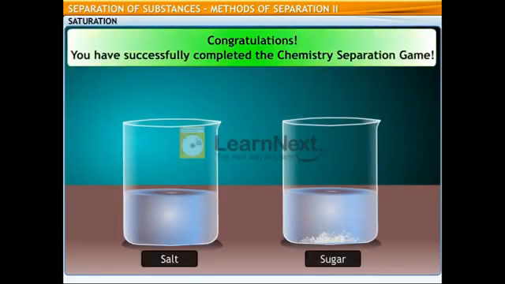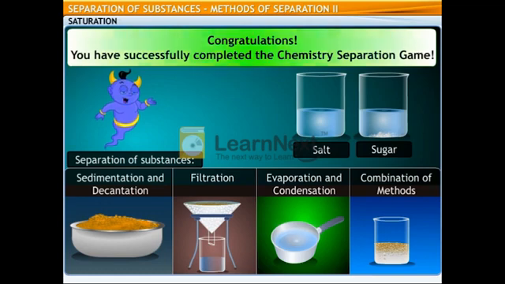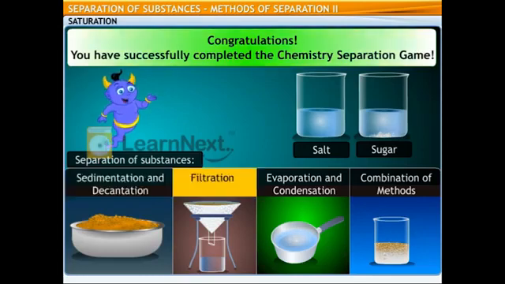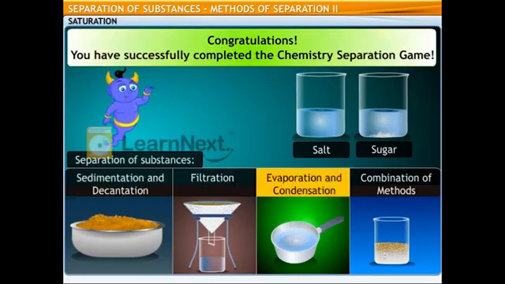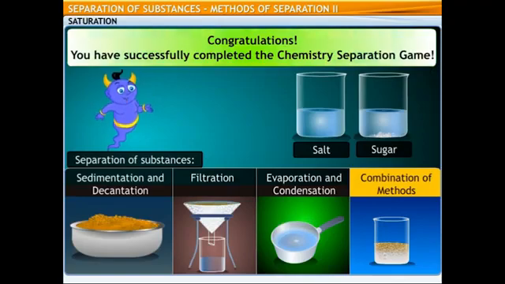Congratulations! You have successfully completed the chemistry separation game. As you can see, there are many different ways to separate substances. Some that we used in this game were sedimentation, decantation, filtration, evaporation, and condensation. Sometimes you have to use a combination of methods to separate substances as well.